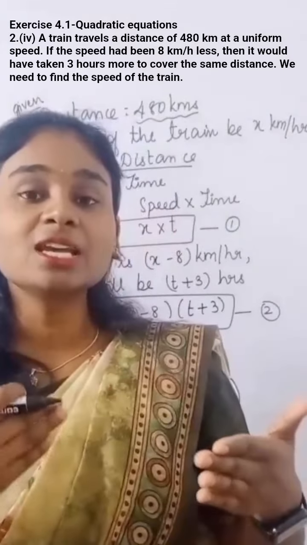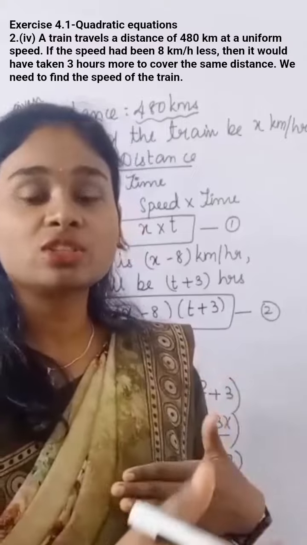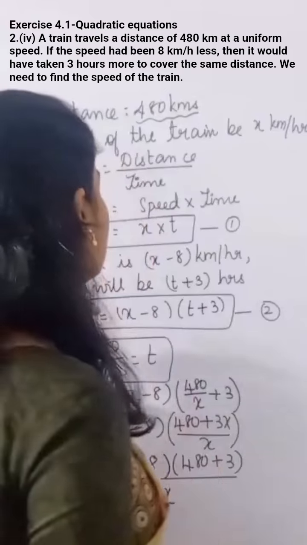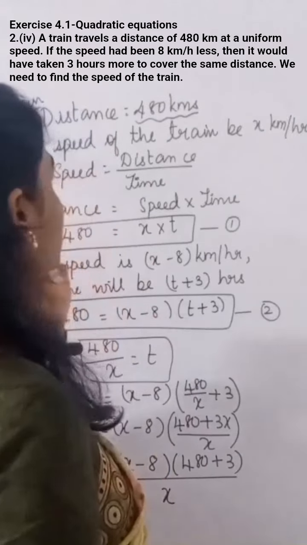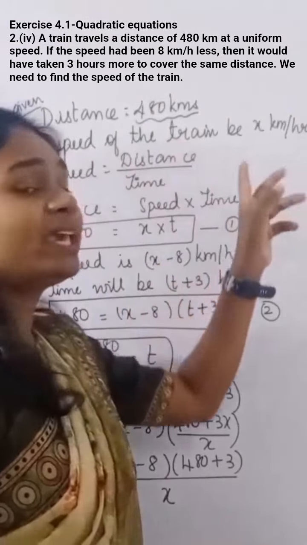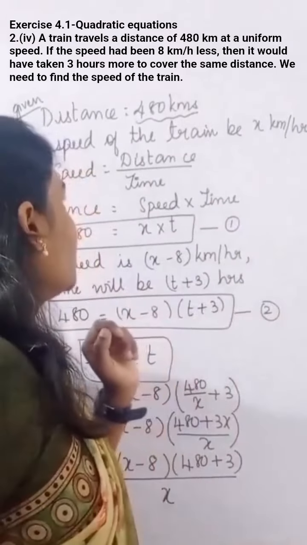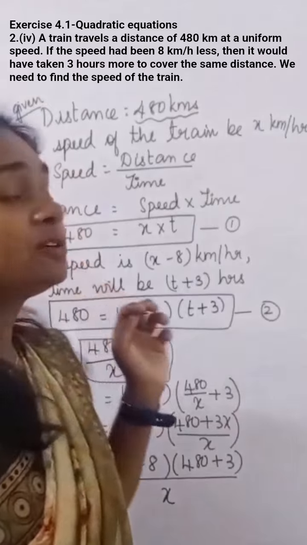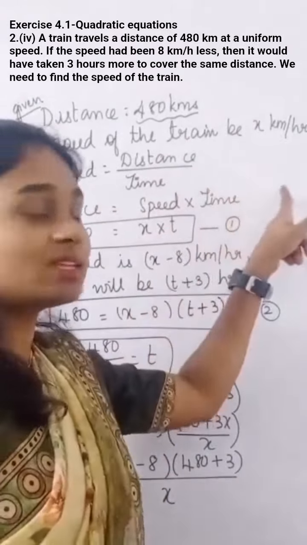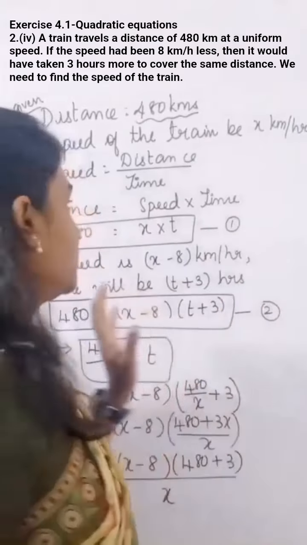If the speed is less, then the time taken to cover the distance also will be more. The same logic applies here. We do not know what the speed is, right? Therefore, we will consider the speed of the train to be x kilometers per hour. And we know the speed formula: speed is equal to distance upon time. So using this, we are going to solve this problem.